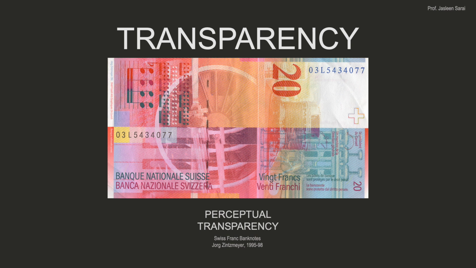We have perceptual transparency, where you actually have an opaque object, and opaque means that it's not transparent. It doesn't really let light shine through it. But the way that it's painted or printed on gives the illusion that there is transparency going on, with the amount of ink that they're using or with the colors that they're using.